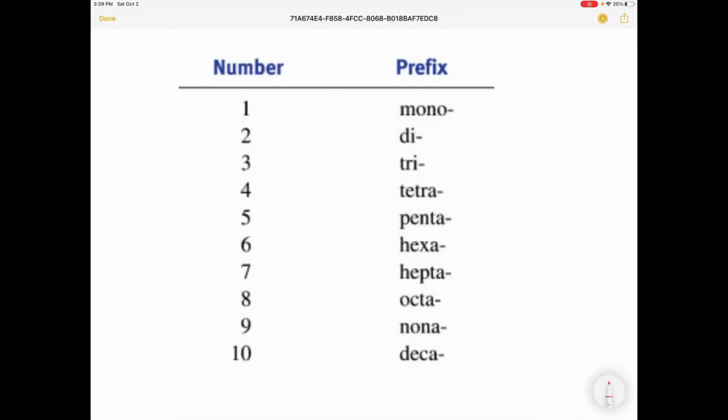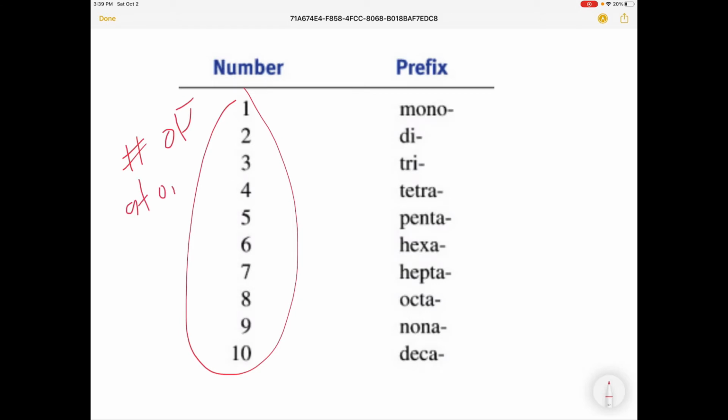Now the Latin prefixes are as follows. Here on the left side, this refers to the number of atoms, and based on the number of atoms, we figure out the appropriate prefix. A prefix means that it goes before the element name. So I'm going to write before the element name.